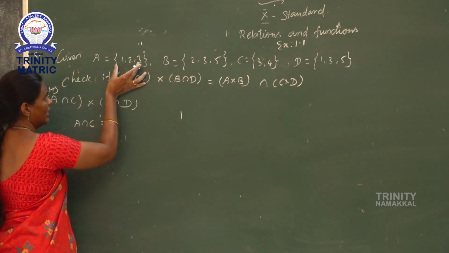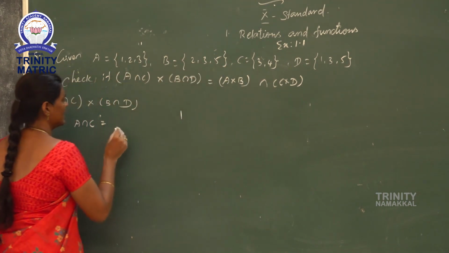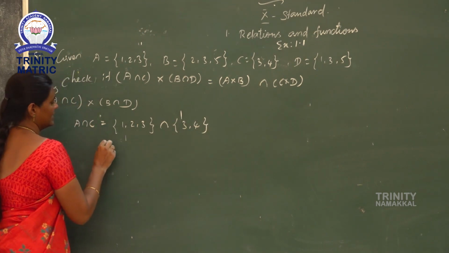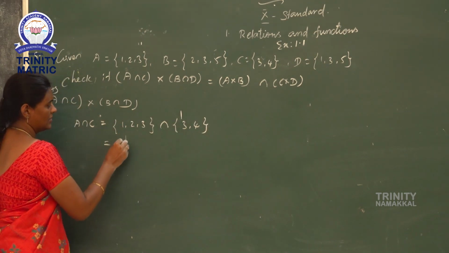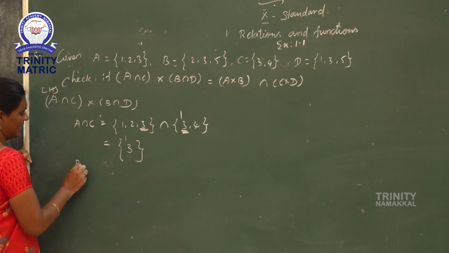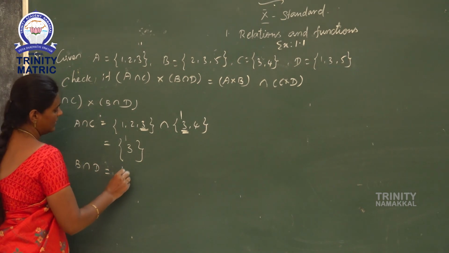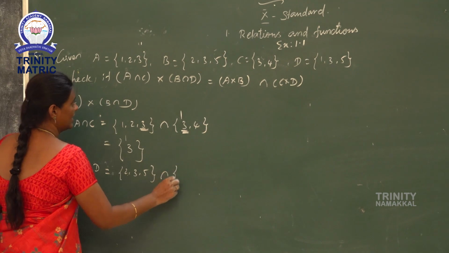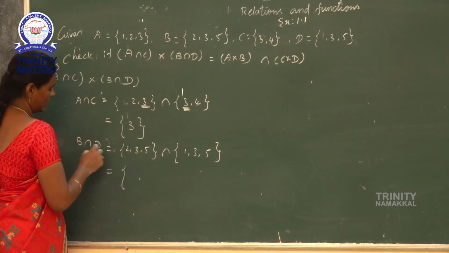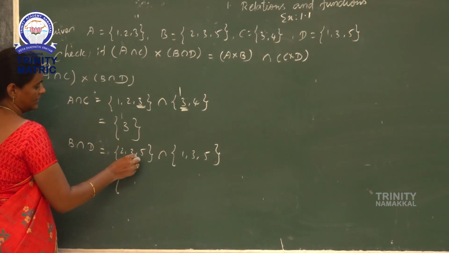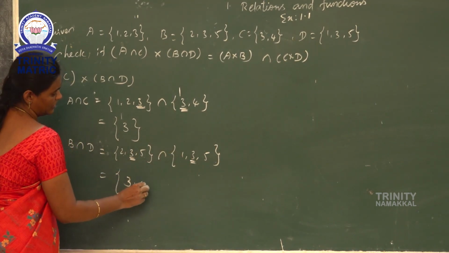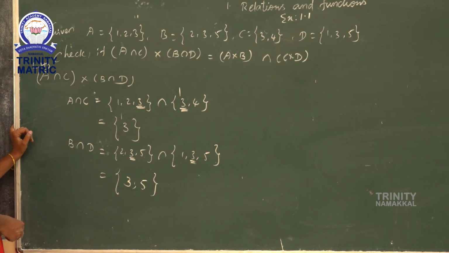From the left hand side, first we find A intersection C. What is the set A? {1, 2, 3}. The set C is {3, 4}. Intersection means we take only the common element. So here the common element is 3. We write 3. Then we find B intersection D. What is the set B? {2, 3, 5}. D is {1, 3, 5}. Now we write the common elements. Here 2 is in the set B but not in the set D. Here 3 is in both B and D. So the common elements are 3, 5 in both sets. So {3, 5} is B intersection D.